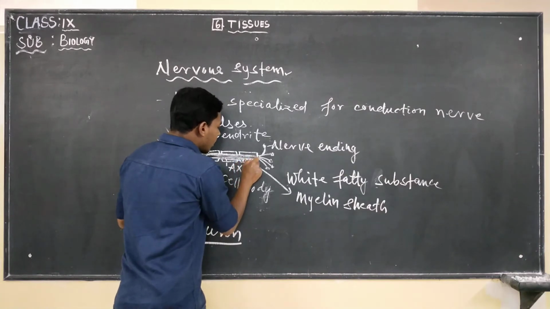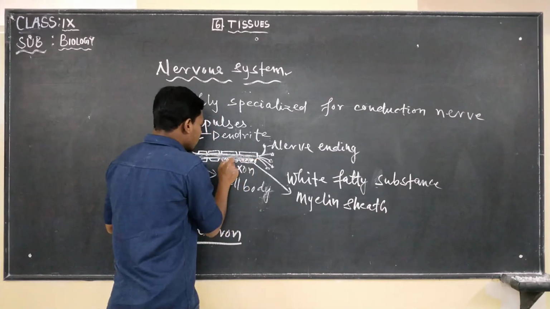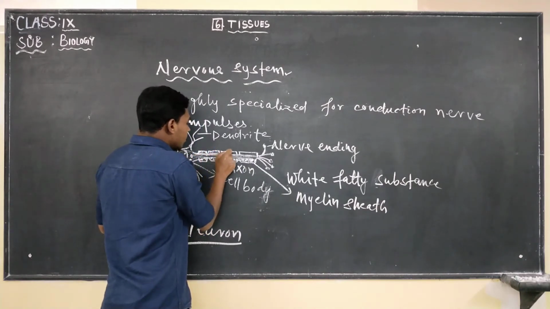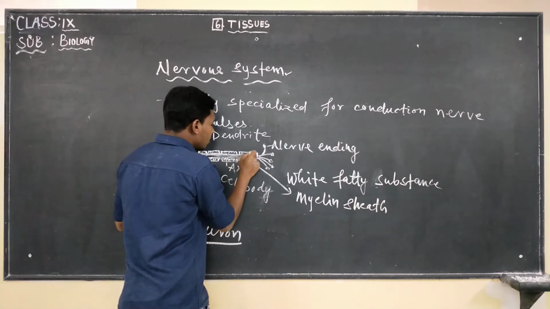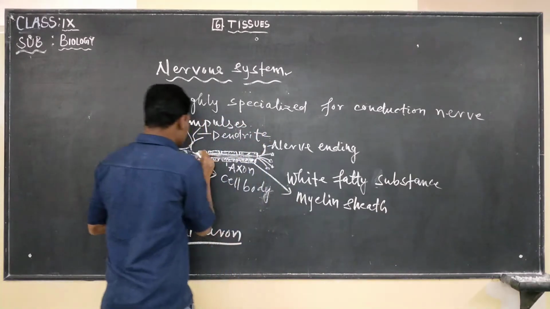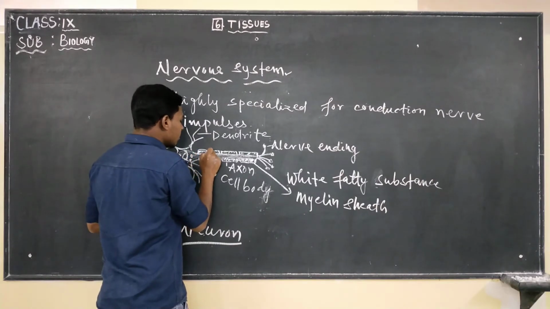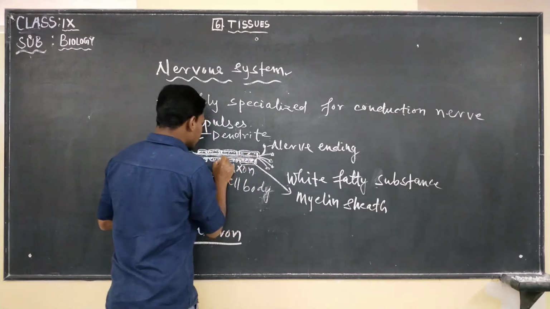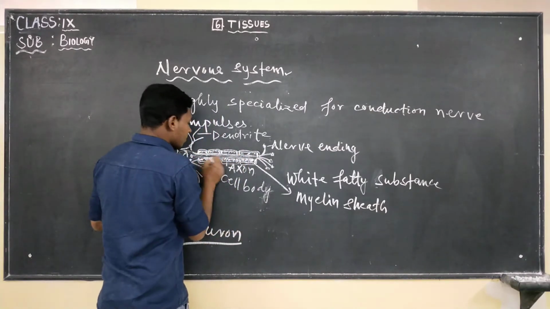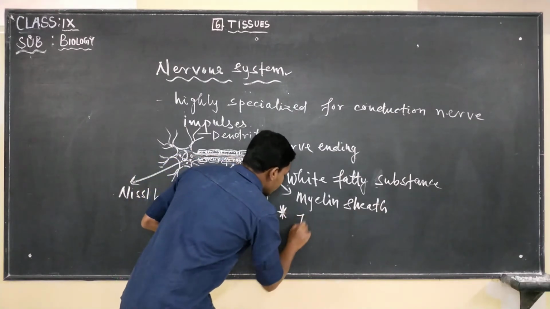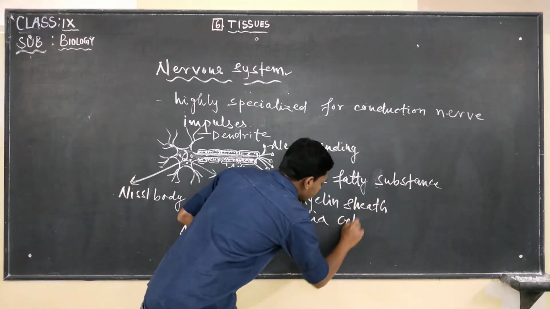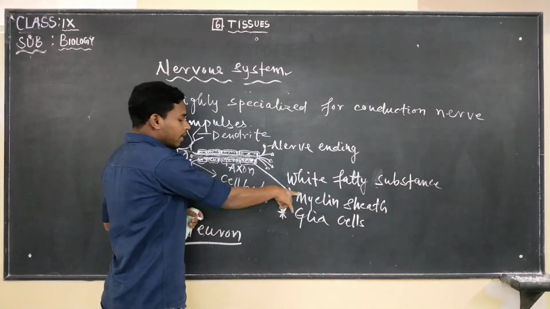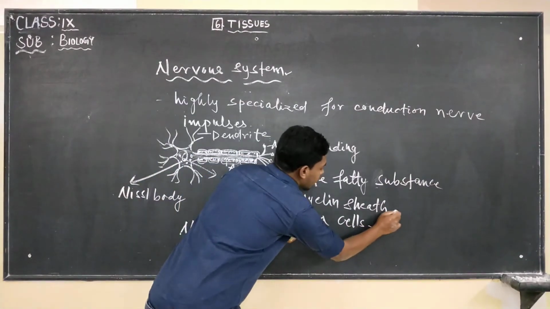These myelin sheaths are produced by glial cells. We see these glial cells associated with the myelin sheath. This myelinated sheath is produced from glial cells.